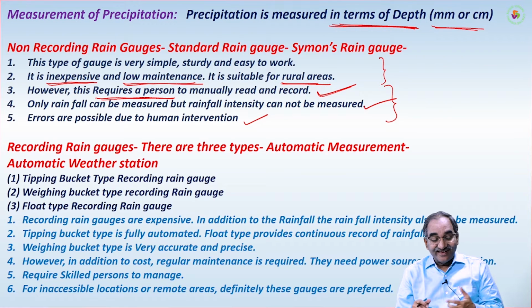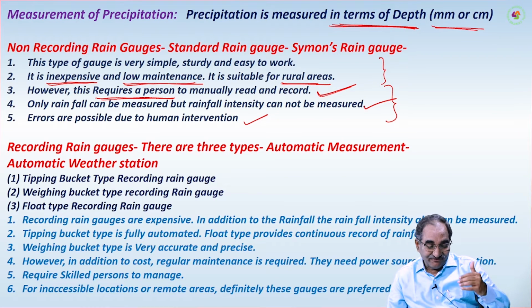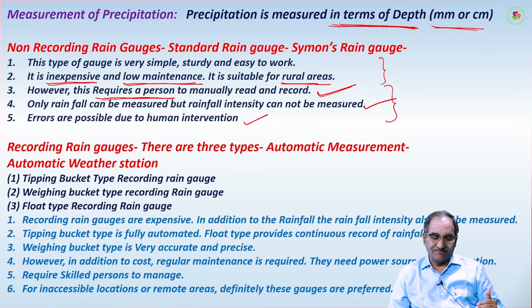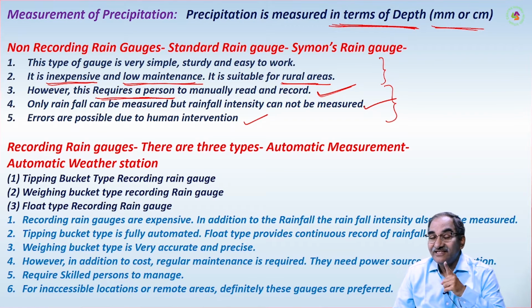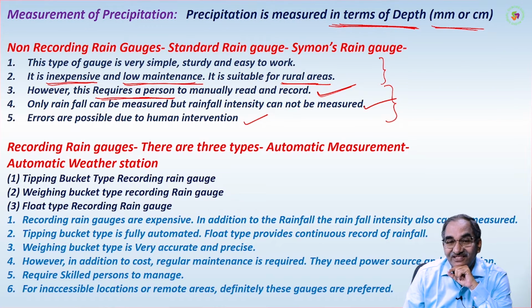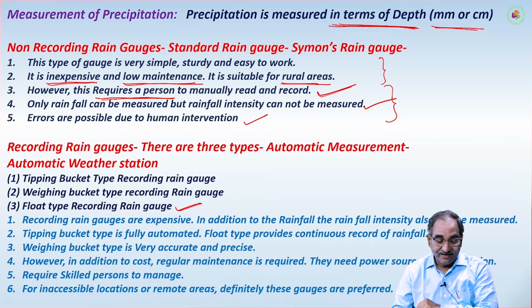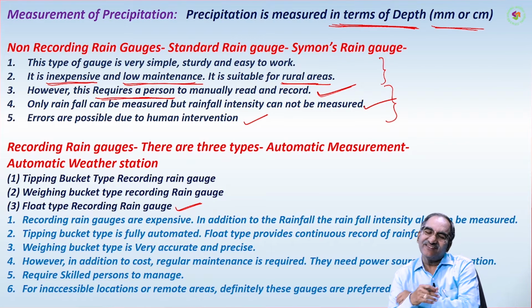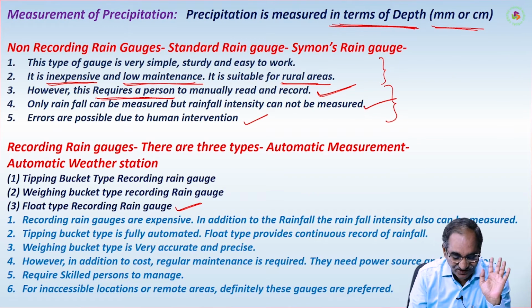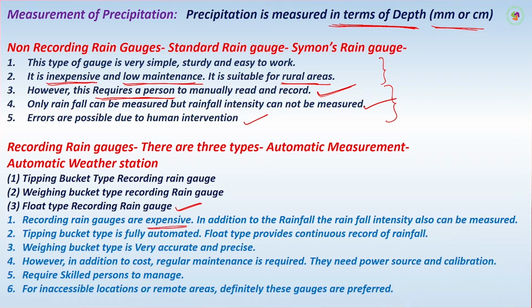The recording rain gauges are the tipping bucket type, weighing bucket type, and float type. These are the three. And please tell me, out of the three, which one has the Indian Meteorological Department accepted? That is the float type. Please remember once again. Coming to the recording rain gauges, number one, they are expensive. No doubt, any recording rain gauge is expensive. But the advantage is that, in addition to the rainfall, it measures the rainfall intensity also.